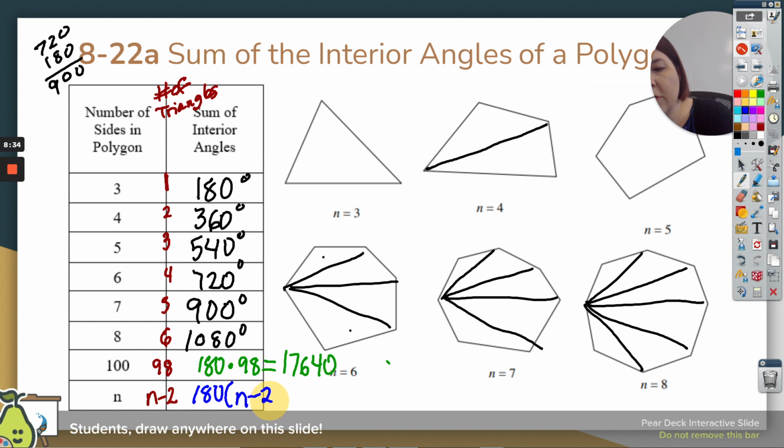So the number of sides, take away 2, times 180 is how we find the sum of the interior angles. No big deal. Let's move on.